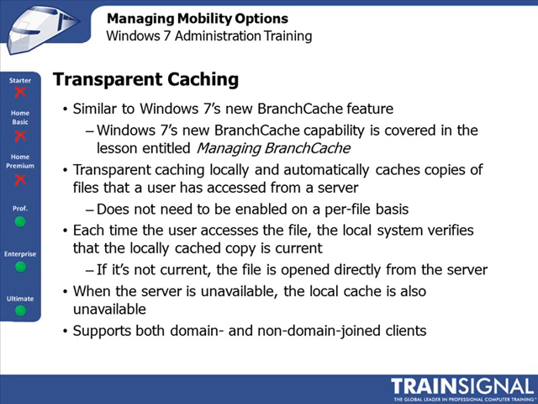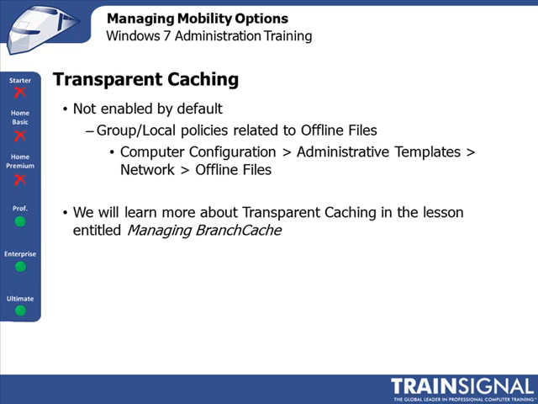Transparent caching also supports both domain and non-domain joined clients, whereas branch cache will only support domain joined clients. Transparent caching is not enabled by default. You have to open up group policies that are related to offline files at computer configuration, administrative templates, network, offline files. We'll take a quick peek at this, but we're not going to do too much with it here. We'll learn more about transparent caching in the lesson entitled Managing Branch Cache.